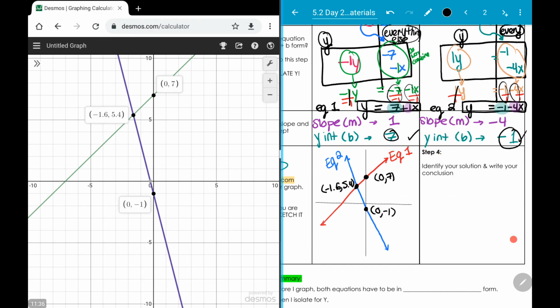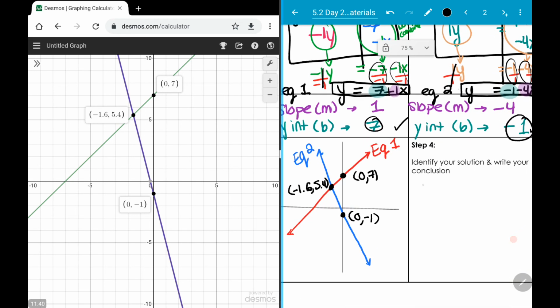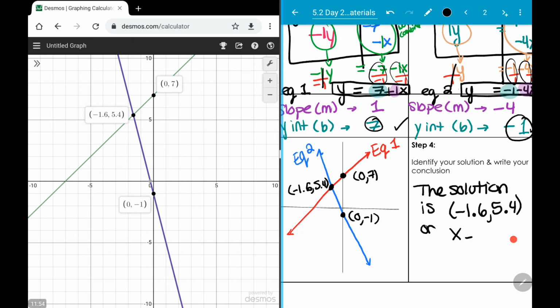All right, our last thing we're gonna write is our solution conclusion. So the solution is -1.6, 5.4, or x equals -1.6 and y equals 5.4.